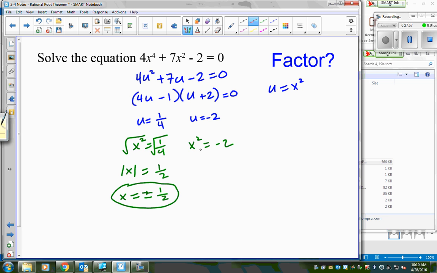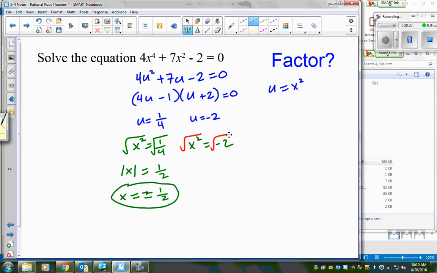Now this other one, here's the deal. With real numbers, this is impossible, right? If the directions said solve this equation over the real number system, find all the real solutions, anything like that where you only have to find real ones, then you just stop right there. But it didn't say that. So we're going to proceed. You should be able to.